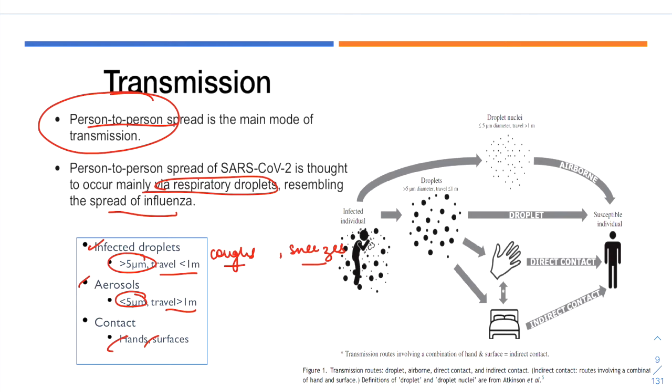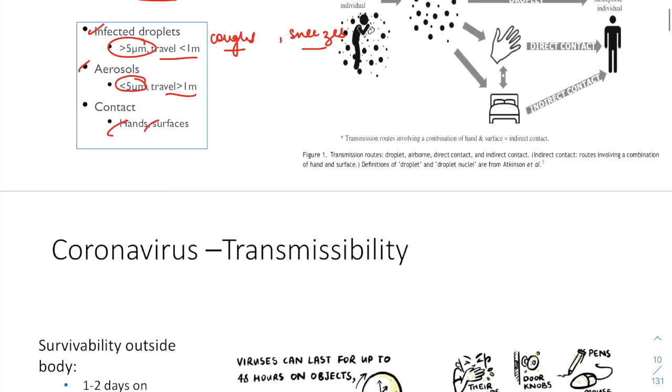Point to note here is that the infected droplets produced by coughing and sneezing, which are more than 5 micrometers in size, are easily stopped by triple-layered or 3-ply surgical masks. While the aerosols, which are less than 5 micrometers in size, are not stopped by triple-layered simple surgical masks, and they do require an N95 mask or higher. Okay, so these were the important points to note.